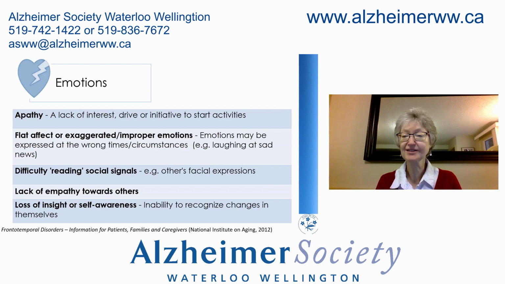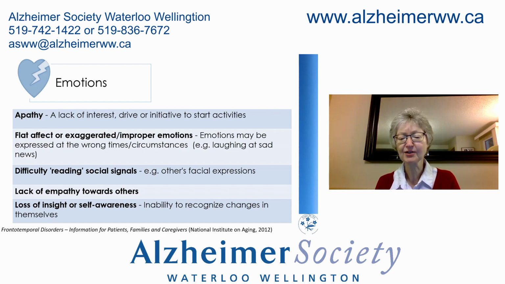Difficulty reading social signals. They might lose their ability to show you their faces, but they also lose the ability to read yours. It may look like they have a real lack of empathy towards others, but they will always be able to feel their own emotions. That ability remains. It's the ability to feel others' emotions that gets damaged.